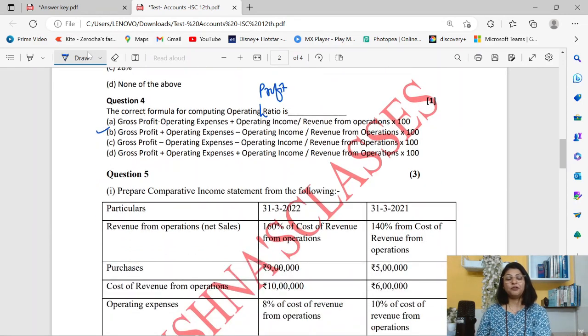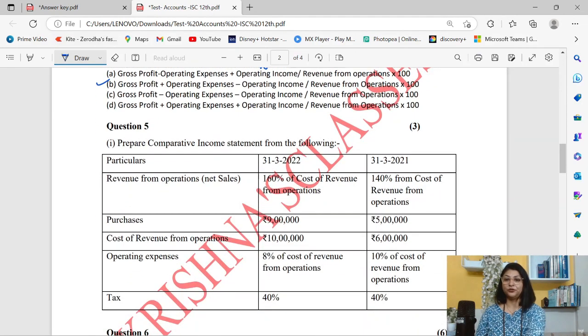After that, question number 5 was given. It was a pretty simple question except for one tricky thing. Over here purchases was given. Whenever we talk about purchases, it is a part of cost of material consumed, or we can say cost of goods sold. So cost of revenue from operation was given over here.